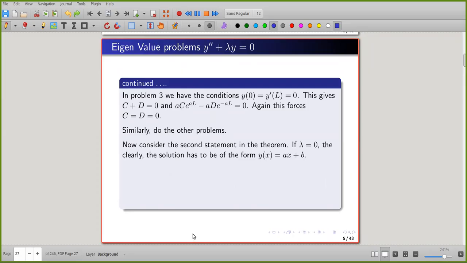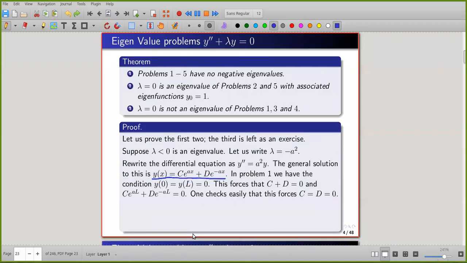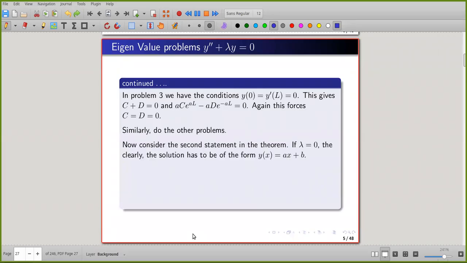Okay. So let's consider the second statement. What is the second statement? It says that lambda equal to 0 is an eigenvalue of problems 2 and 5 with associated eigenfunctions, the constants. So let's see. If lambda equal to 0, then the differential equation y double prime plus lambda y equal to 0 becomes y double prime equal to 0, which means it has to be of the form y of x equal to ax plus b.